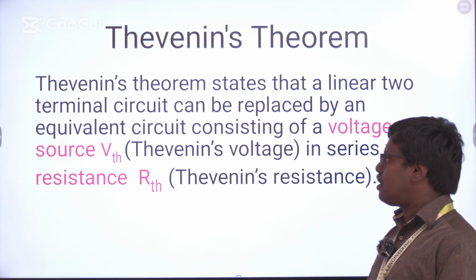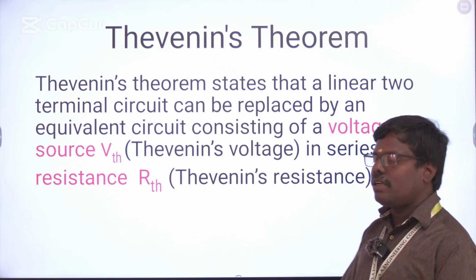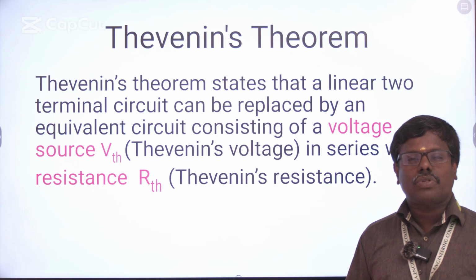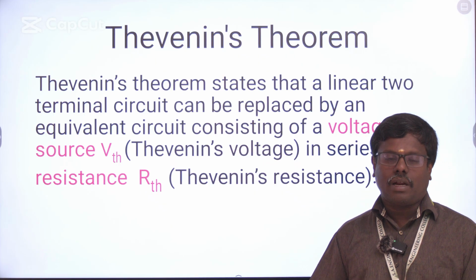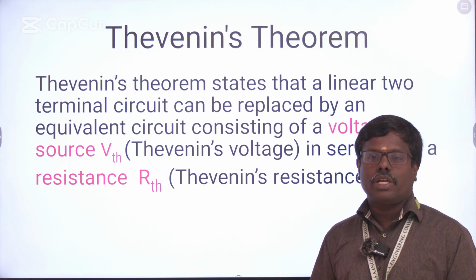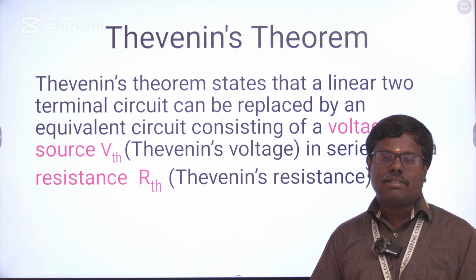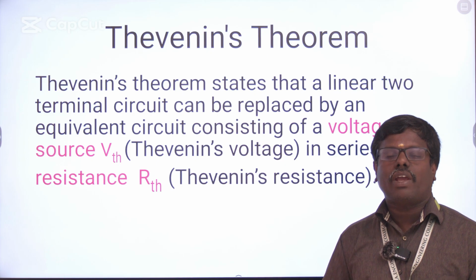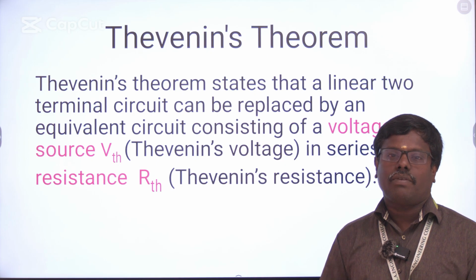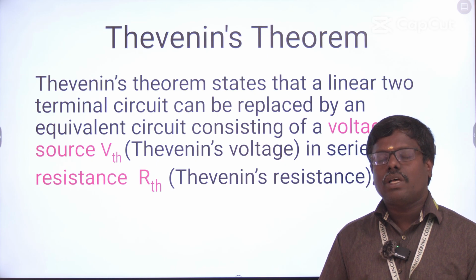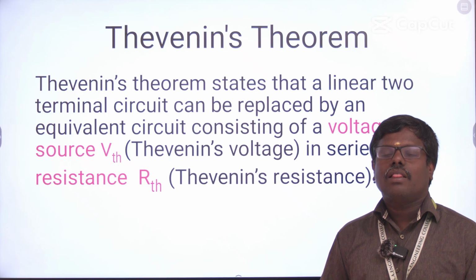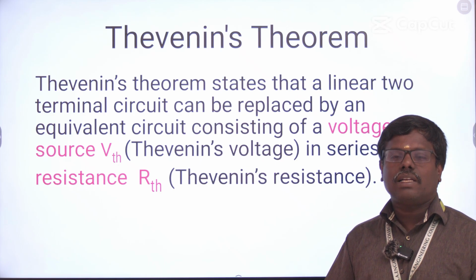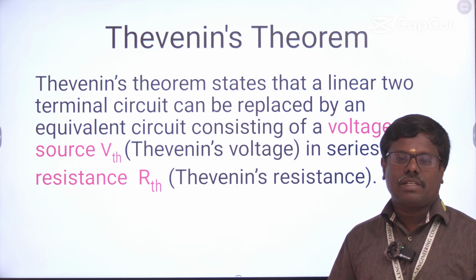What is Thevenin's theorem? Thevenin's theorem states that a linear bilateral network which has any number of sources and components can be converted into a single voltage source and a series resistor. The single voltage source is called the Thevenin voltage and the single resistance is called the Thevenin resistance or look back resistance.